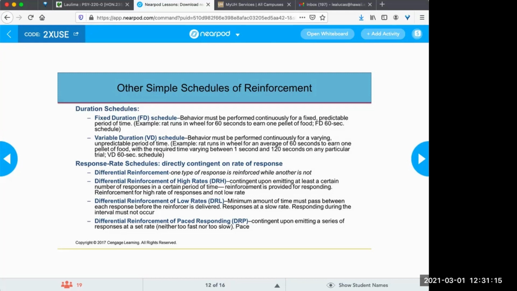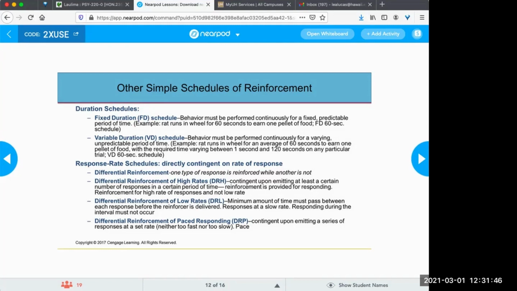So we have differential reinforcement: DRH, DRL, and DRP. The DR stands for differential reinforcement. One type of response is reinforced while another is not reinforced.